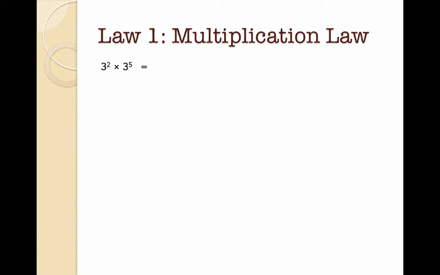If I wanted to do 3 squared times 3 to the power of 5, then what I would need to do is do 3 squared, which means 3 times 3, and then 3 to the power of 5, which is 3 times 3 times 3 times 3 times 3. Now you'll notice that all I'm doing is multiplying 3 by itself a whole bunch of times here. In fact, if I count them all up, I can see that I'm multiplying it by itself 7 times. So to simplify this, all I'd have to write is 3 to the power of 7.